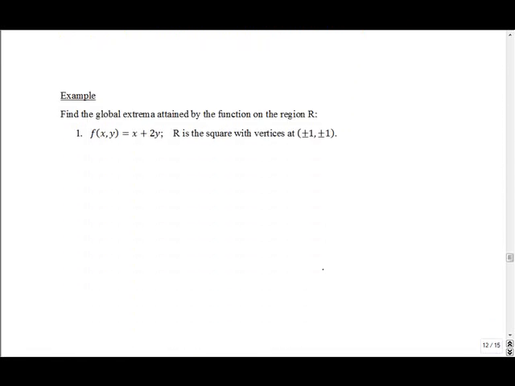Okay, let's do this. Number 1. Find the global extrema attained by the function on the region R, which is this, and you have the function, and it's a square with vertices plus or minus 1, plus or minus 1. Draw the square so that you can see it. Okay, so -1 is not very accurate, but I think you get the picture. Okay?